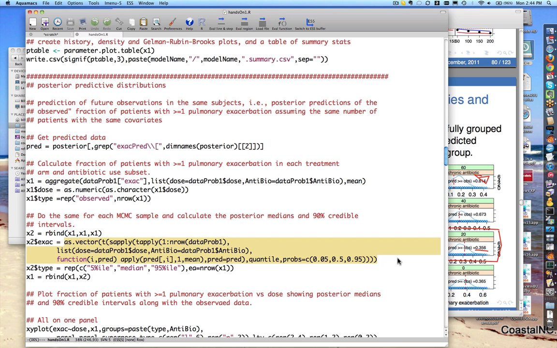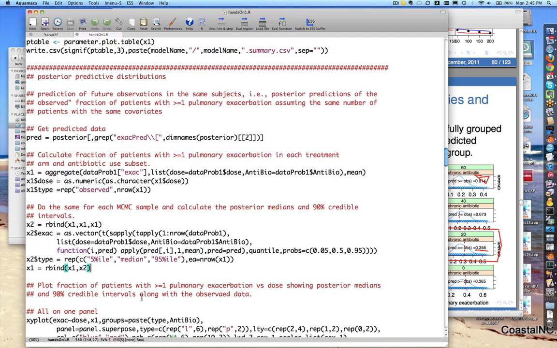So I probably should have broken that up to make it more readable, but that one statement is doing the same thing we saw up on top as that aggregate statement, but it's doing it for each one of the MCMC samples, and then once it does that, it also calculates the quantiles for that. And again, we do a bit of bookkeeping where I create that type variable where now instead of observed, it's going to be the 5th percentile, median, and the 95th percentile. And then I put both the observed data as well as those quantiles together. And then I do some plots.